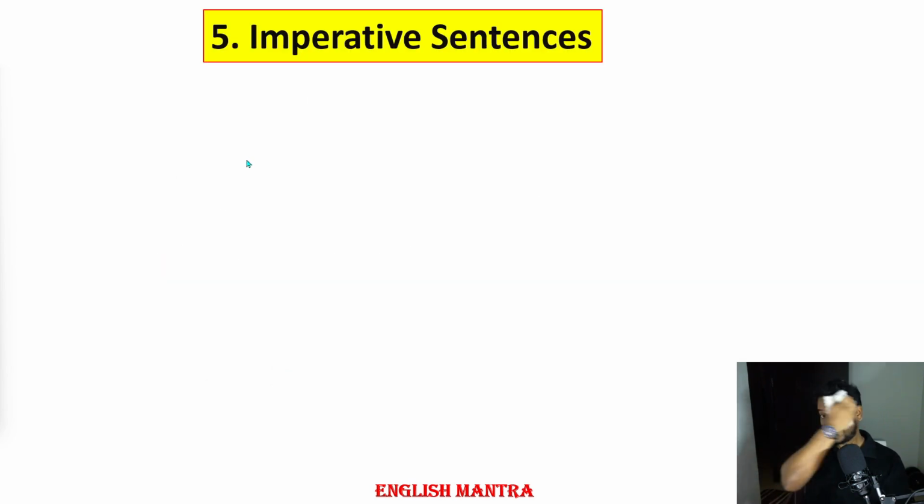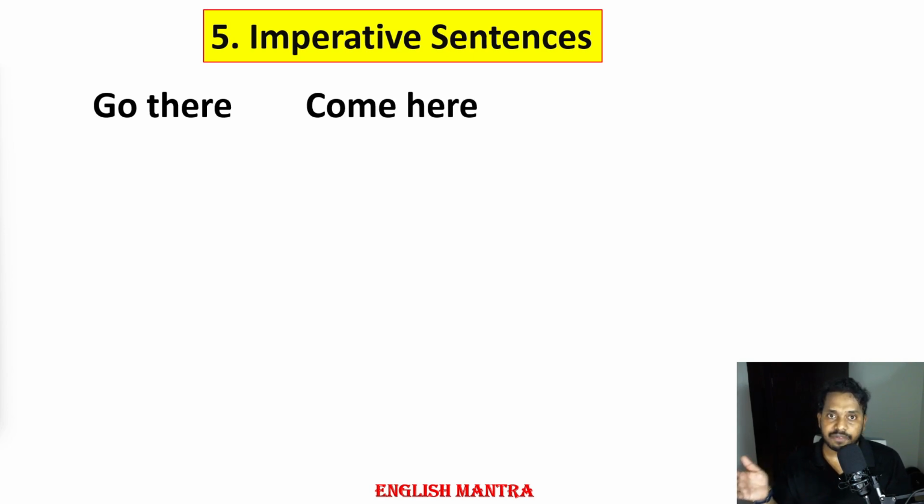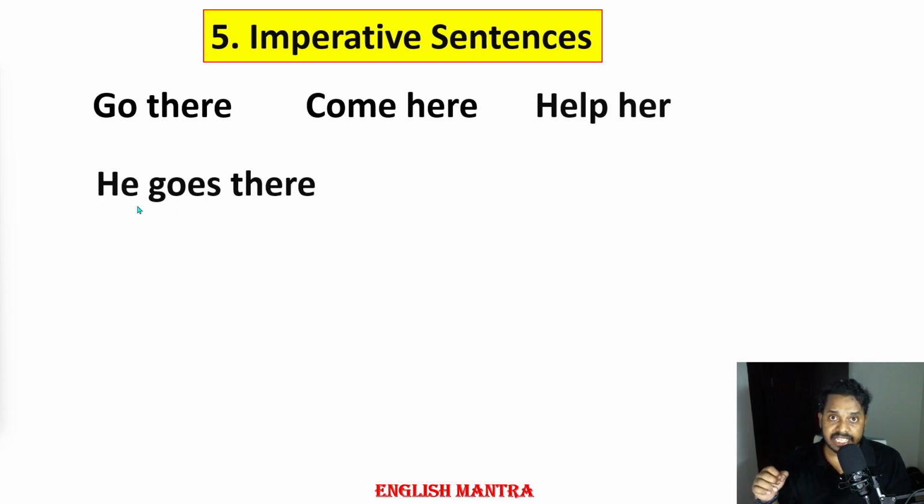Okay, now let's see imperative sentences. What are imperative sentences? Whenever we request or whenever we give command to someone else, we use imperative sentences. We use verb in its base form, okay, without any subject. Go there, come here, help her. All are imperative sentences. See, if I put any subject before it, he goes there. What is this sentence? This is an assertive sentence. Here we are giving information.